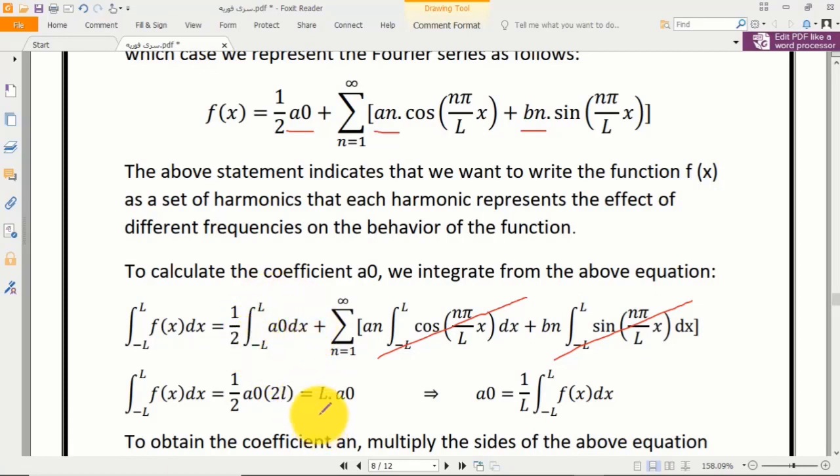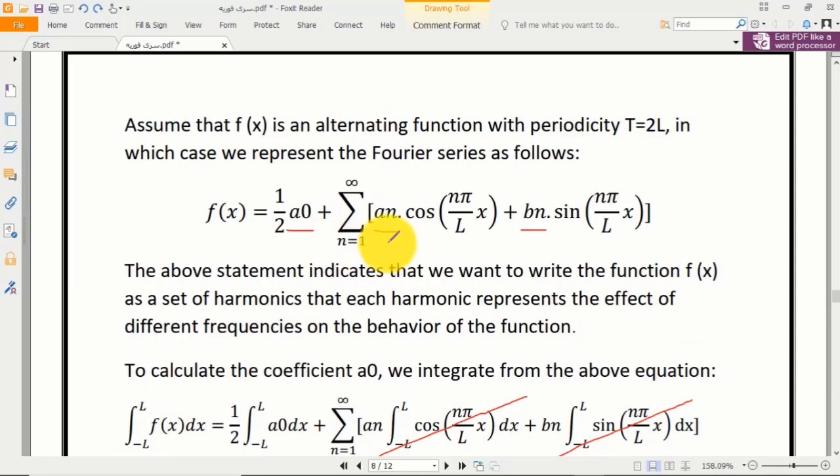I'm going to evaluate this integral. Here we have a sub 0, which is equal to 1 over L times the integral of f of x from negative L to L. So now what we're going to do is walk through how we compute the a n coefficient.